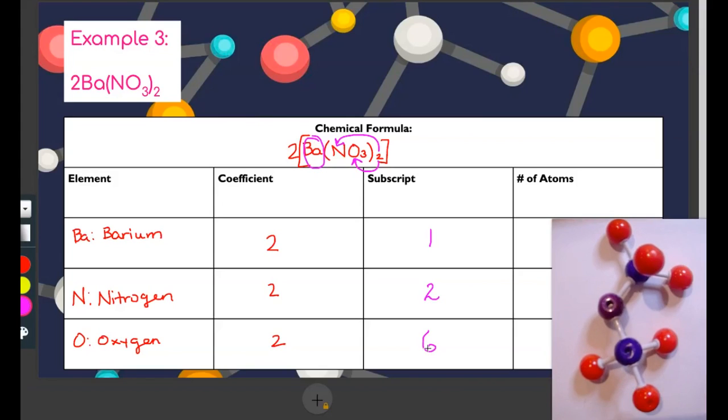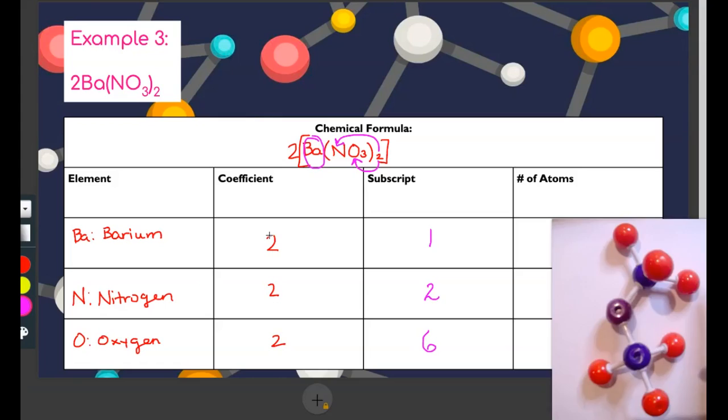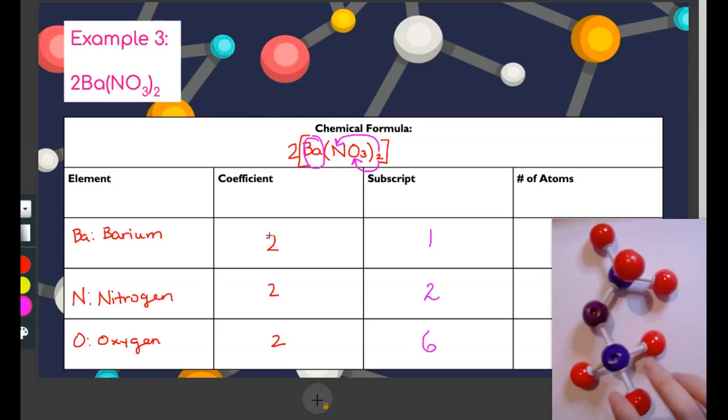Now to finish up, we need to take into consideration our coefficient. So our coefficient here is 2, telling us that of this entire molecule, we actually have 2 of them, which means that the numbers in the molecule need to be multiplied by 2. So altogether, in this case, we would have 2 barium atoms, 4 nitrogen atoms, and 12 oxygen atoms.